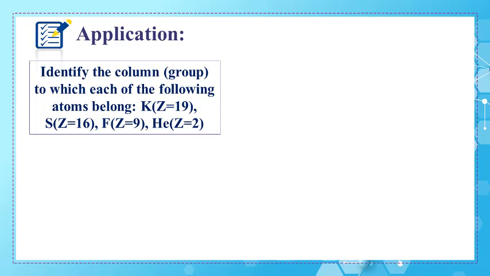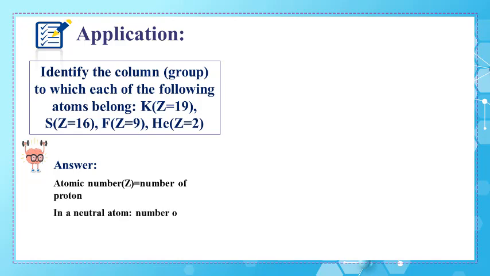Let's do some applications. We have to identify the column or group to which each of the following atoms belong: potassium having Z equal 19, sulfur having Z equal 16, fluorine having Z equal 9, and helium having Z equal 2. Before writing the electron configuration, we have to mention that the atomic number Z is equal to the number of protons. And in a neutral atom, the number of protons is equal to the number of electrons.